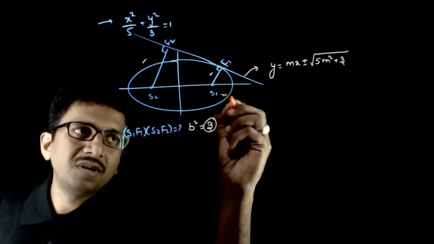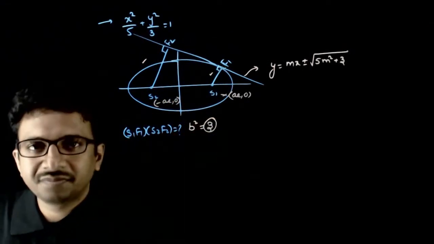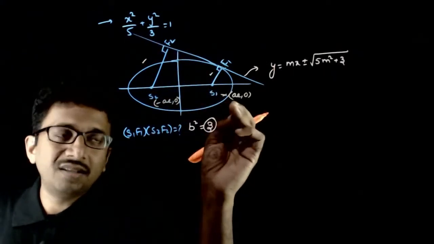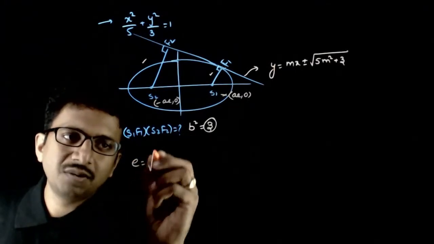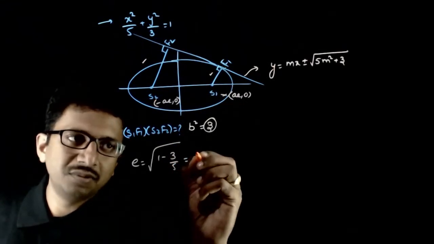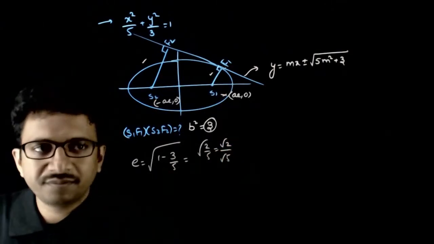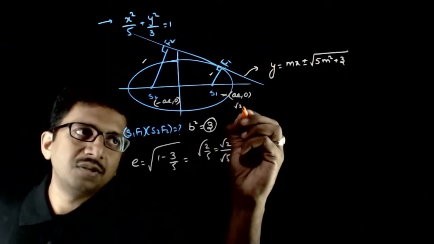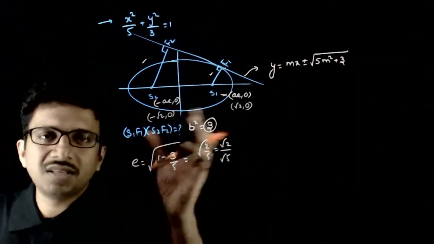Now the first focus is AE comma 0, second focus is minus AE comma 0. The value of A is root 5, the value of E has to be found out. For this particular case, E is equal to root of 1 minus B square by A square, that is root of 2 by 5, that is root 2 by root 5. So E is root 2 by root 5, A is root 5. So AE comma 0 is root 2 comma 0 and minus root 2 comma 0. So these are the foci.